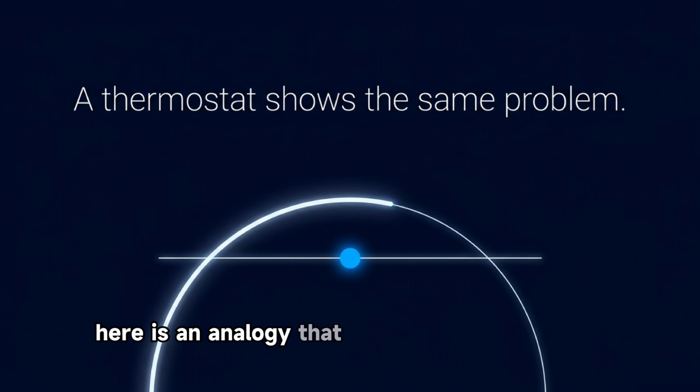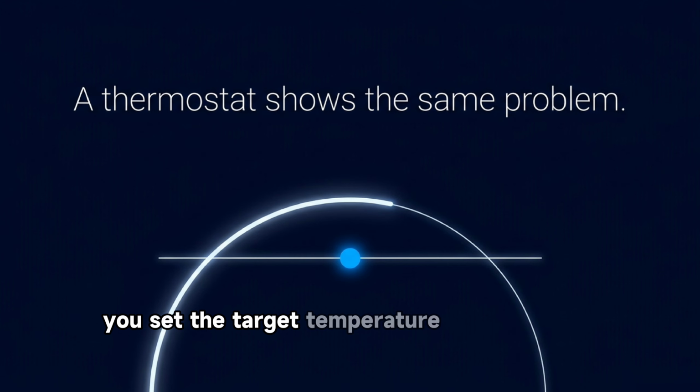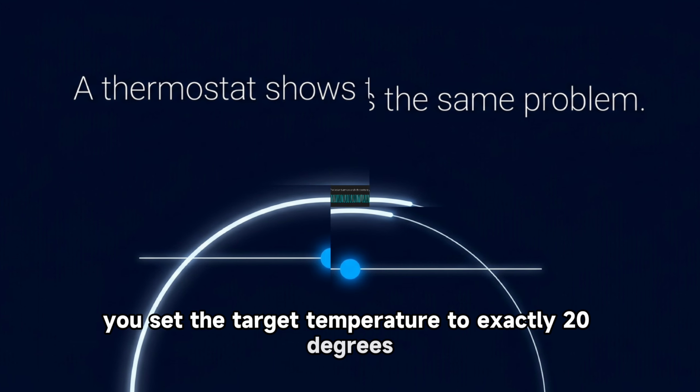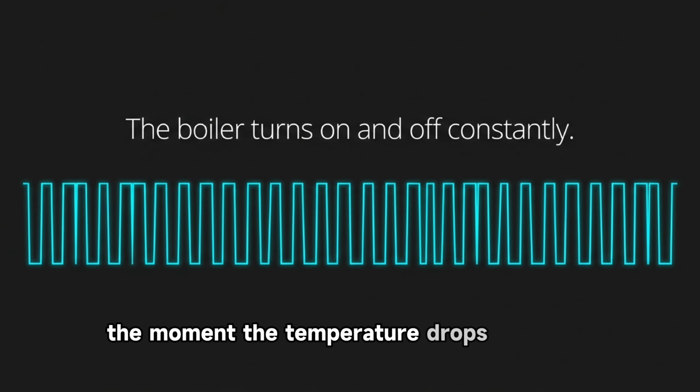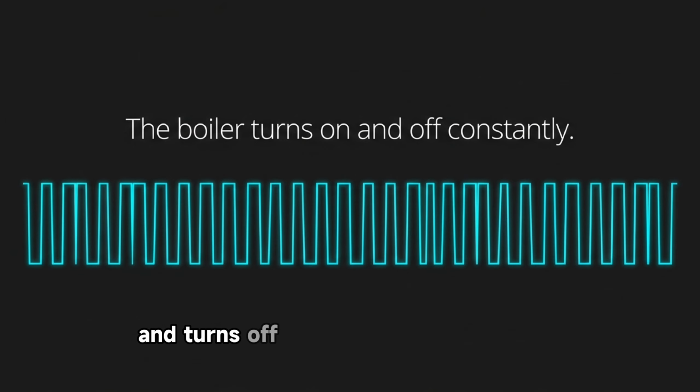Here is an analogy that makes the cause visible. Imagine a home heating system controlled by a thermostat. You set the target temperature to exactly 20 degrees. The rule is rigid. The boiler turns on the moment the temperature drops below 20 and turns off the moment it reaches 20. In theory, the house stays at 20 degrees.